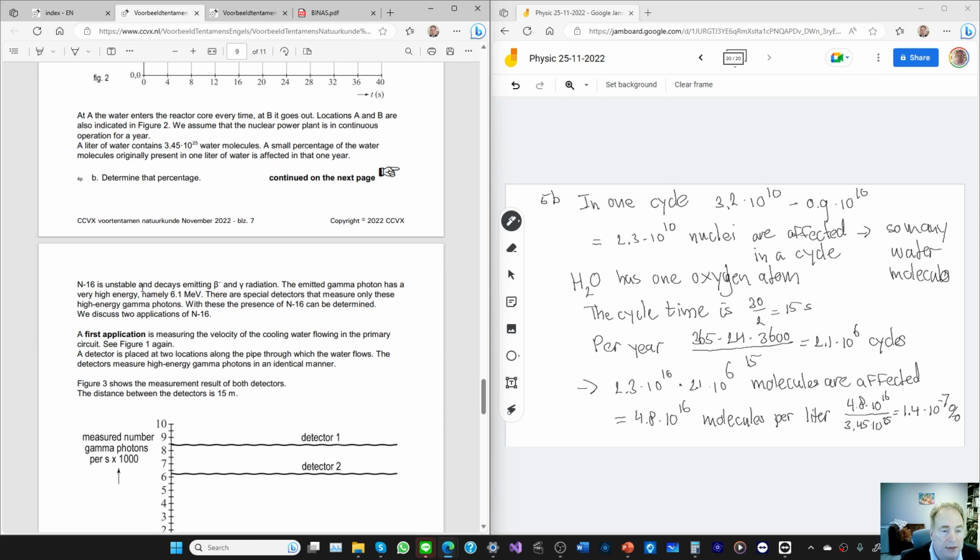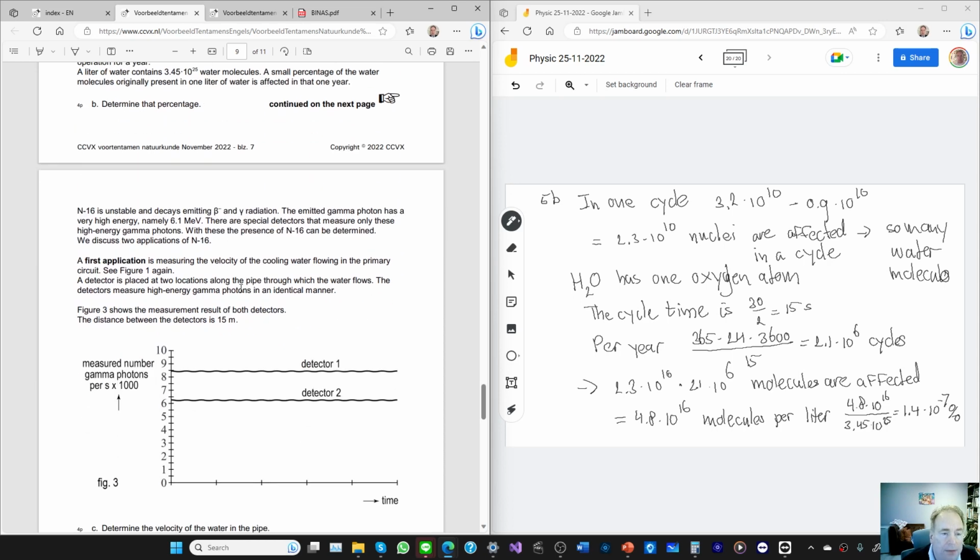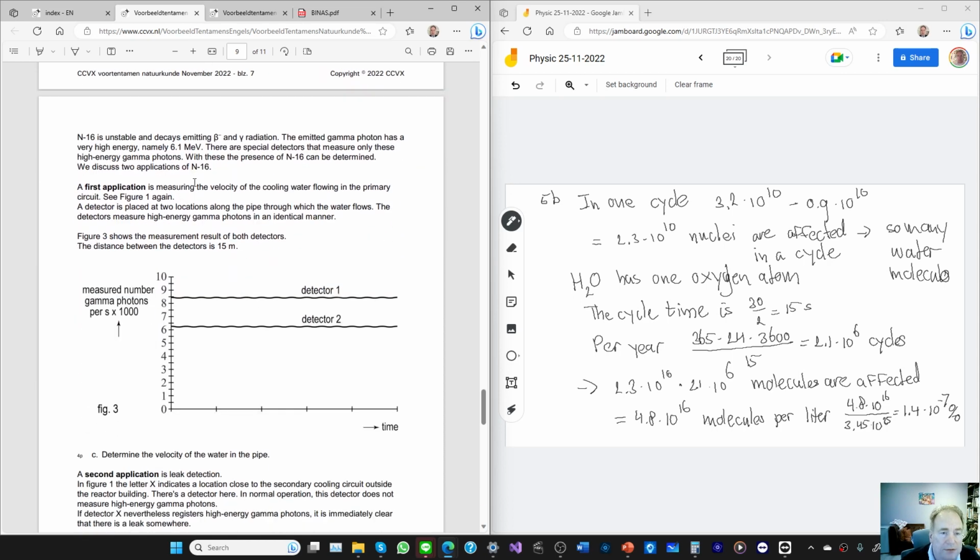N16 is unstable and decays, emitting beta and gamma radiation. The emitted gamma photon has a very high energy, namely 6.1 MeV. There are special detectors that measure only these high energy gamma photons. With these, the presence of N16 can be determined. We discuss 2 applications of N16.